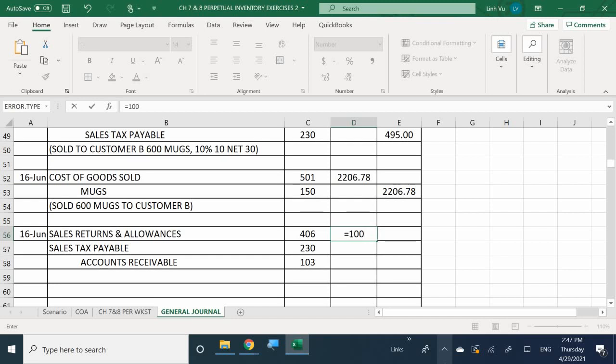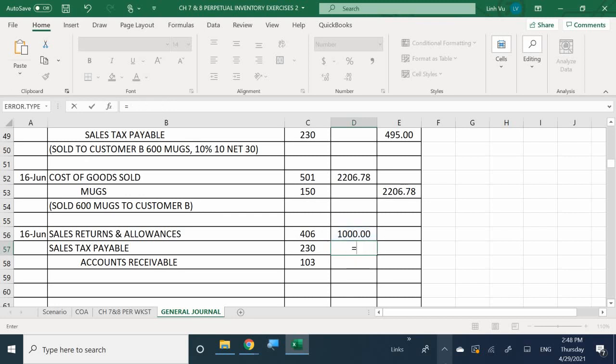They're returning 100 mugs, okay? So my original selling price was $10, so therefore, how much in sales am I refunding? 1,000, okay? And then let's also calculate the tax on that, right? We have to reduce the tax as well. 8250. I just realized I typed that formula in wrong.